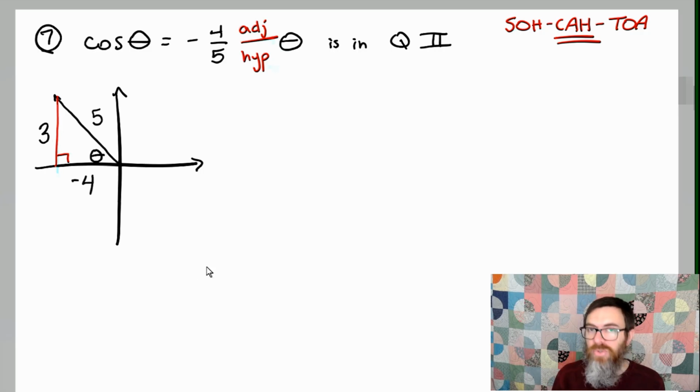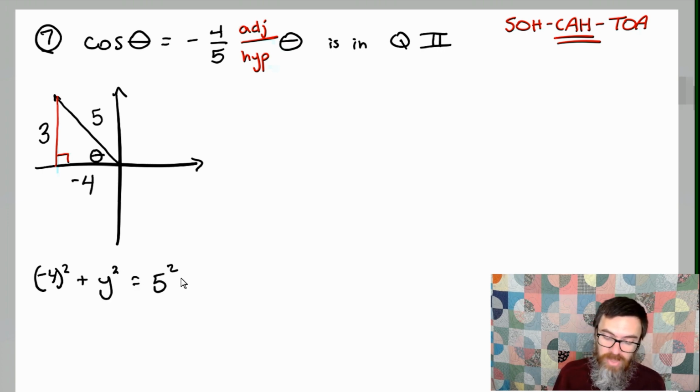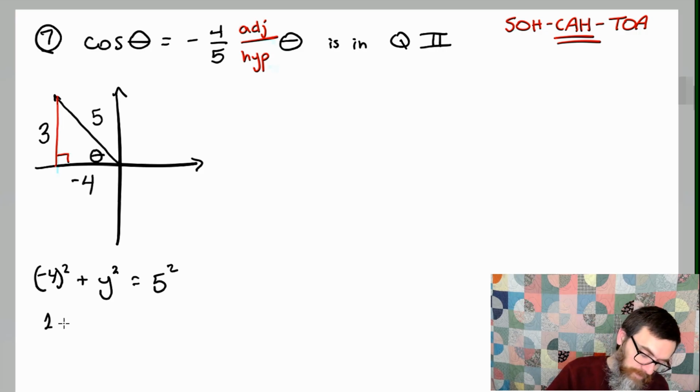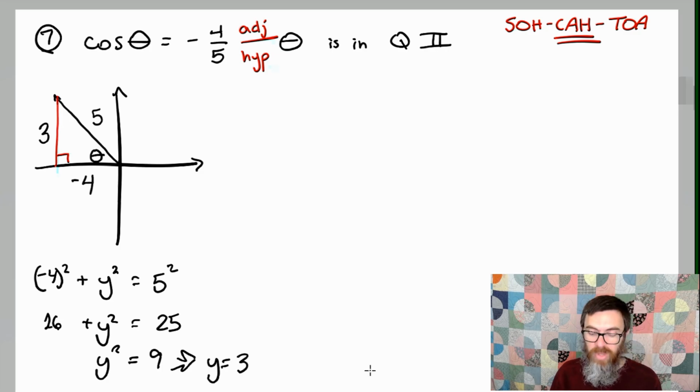Now, if you forget, make sure that you correctly apply the Pythagorean theorem. So you could say this. We have negative 4 squared plus the unknown y squared is equal to 5 squared. So take this equation and solve this. So y squared is equal to 9, which means y is going to equal 3. Okay, so do it the long way if you need to, but just do it and do it well.